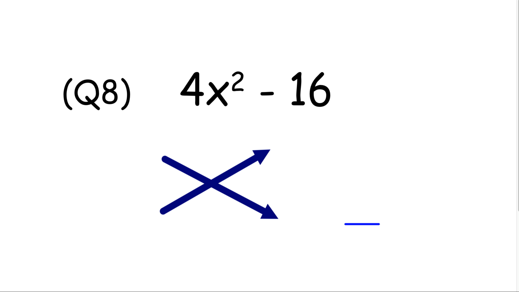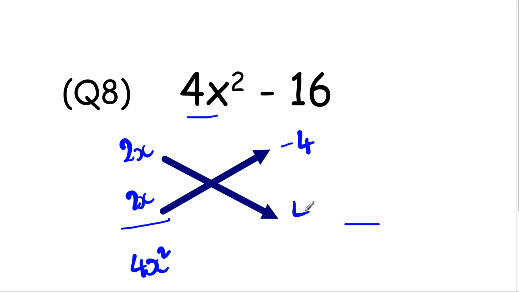This is a bit of a difficult question, but you want to create a 4x squared there. Now what you want to make sure is that it's a case of difference of two squares, so these two have to be identical. So 2x times 2x does give me the 4x squared. Now I want to create an elimination. So what should you do? Okay, so your factors are going to be minus 4 and positive 4 again.